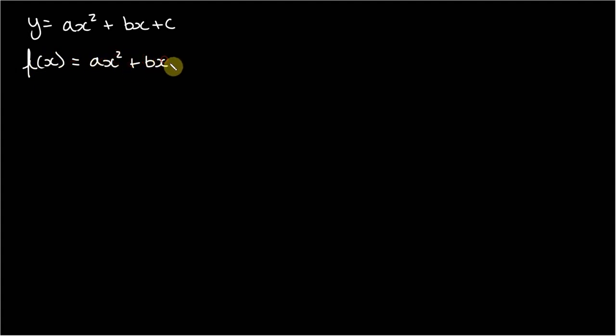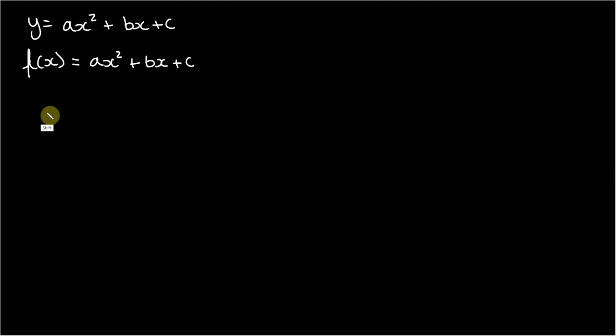Hello, in this video I'm going to talk about how to plot the graph of a quadratic equation. The general form of a quadratic is y equals ax squared plus bx plus c. It can also be written as f of x, the function of x, equals ax squared plus bx plus c. The easiest way to plot the graph of a quadratic is to create a table of values.